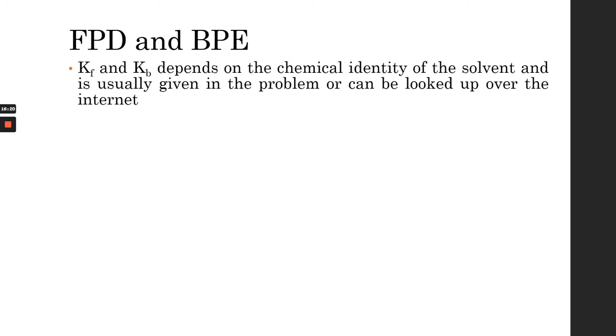Okay, so freezing point depression and boiling point elevation. Kf and Kb depend on the chemical identity of the solvent. So remember, Kf and Kb are related to the solvent, and it is usually given in the problem, or again, it can be looked up over the internet online, or sometimes if you want to in the books.